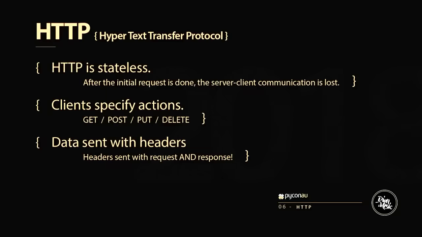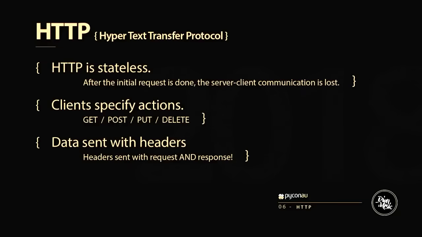And so I like to think of it as flipping a coin. You flip a coin once, and you get your result, heads or tails. And if you flip it again, that result doesn't have anything to do with the previous result, right? So the connection is completely lost after that initial request.